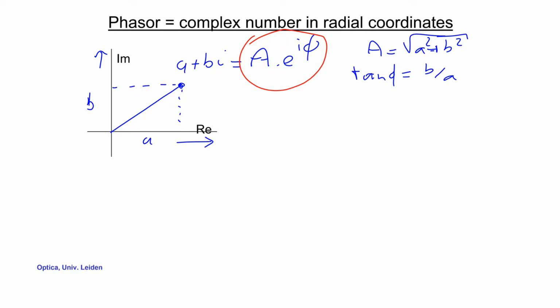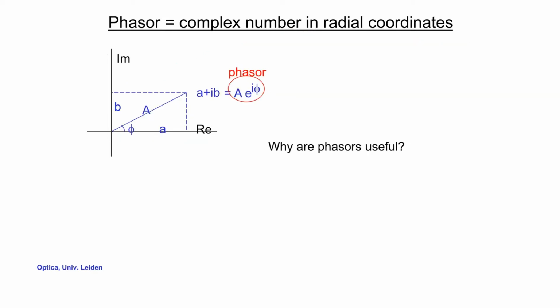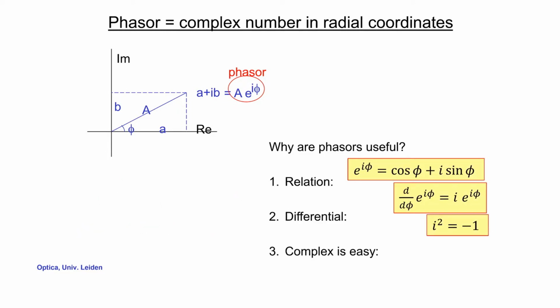Now you might wonder, why are phasors useful? The most important reason why phasors are useful is that the relation e to the power i phi is cosine phi plus i sine phi, which already indicates that there is a relation between this complex exponent and cosine and sine harmonic functions. So if you ask me why phasors are useful, I would give three reasons.